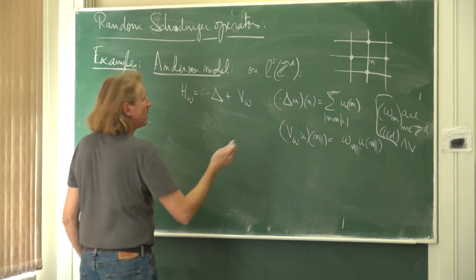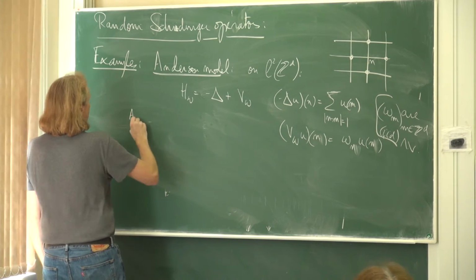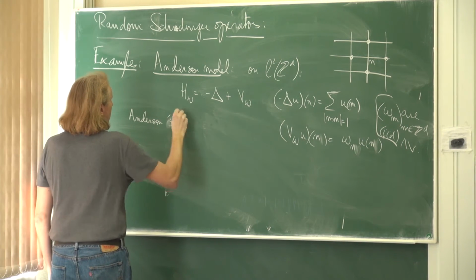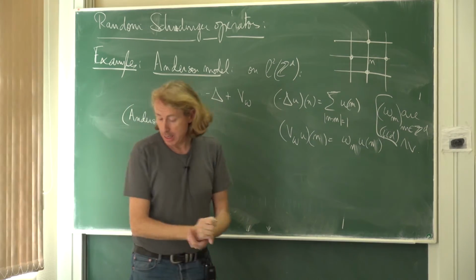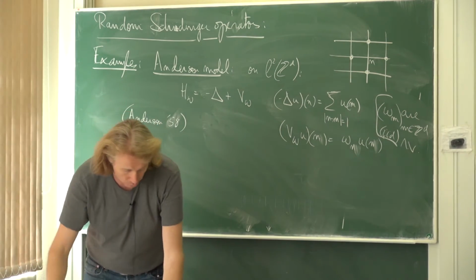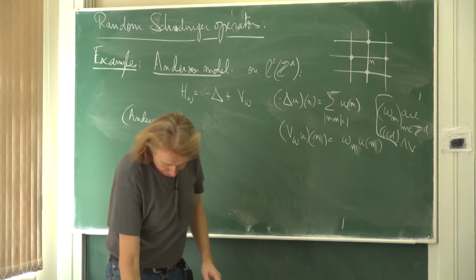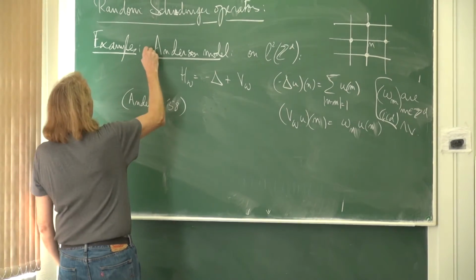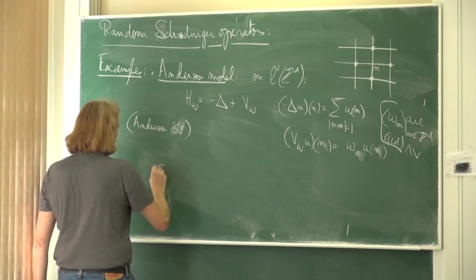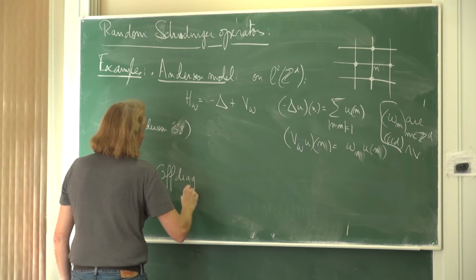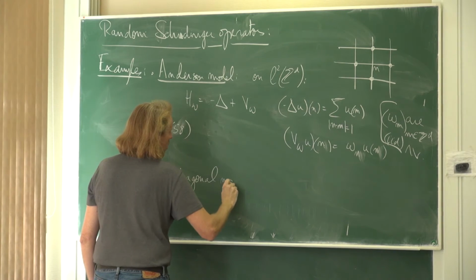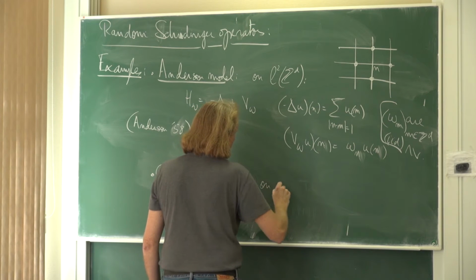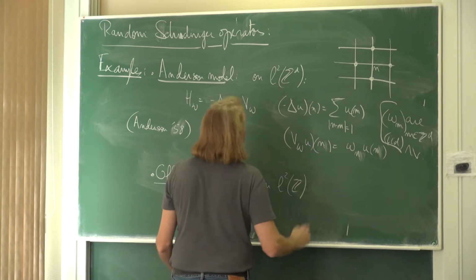Okay, and this model actually was introduced in Anderson 58. So it's a physics paper where he actually for the first time spoke about this localized regime. So, but there are other models of interest, okay? So this is called the off-diagonal model. You can do it in higher dimensions as well. Let's do it on L2 of Z, right?